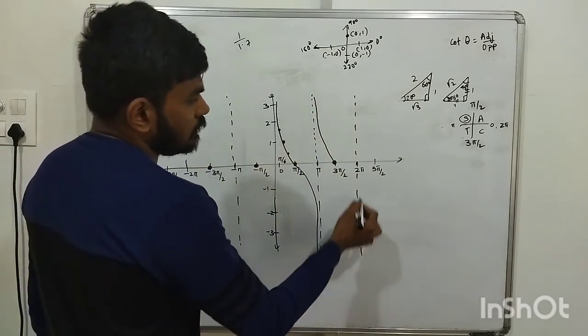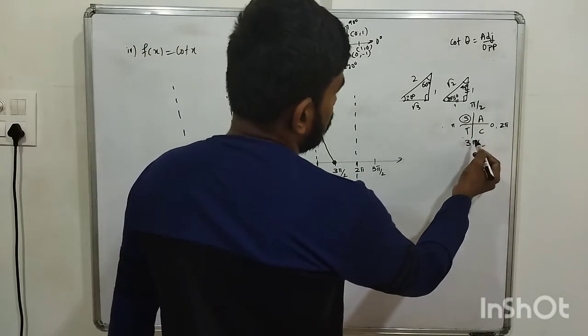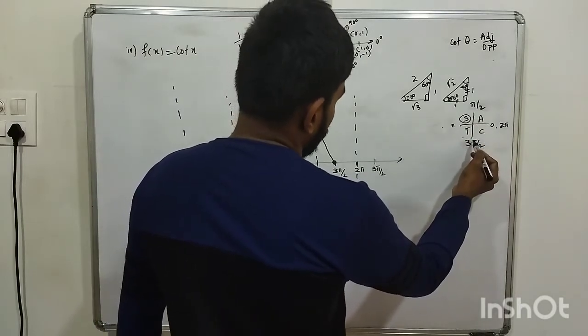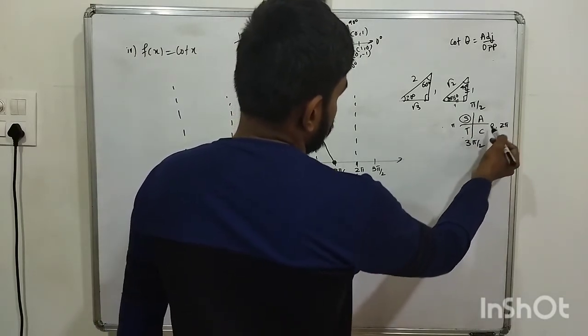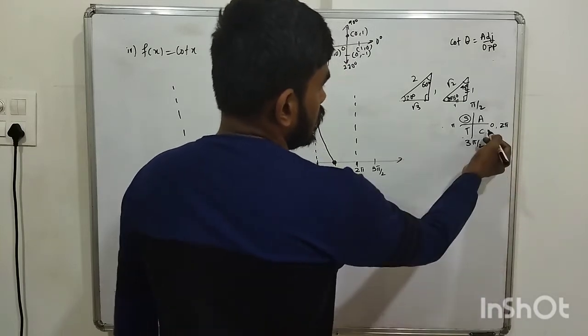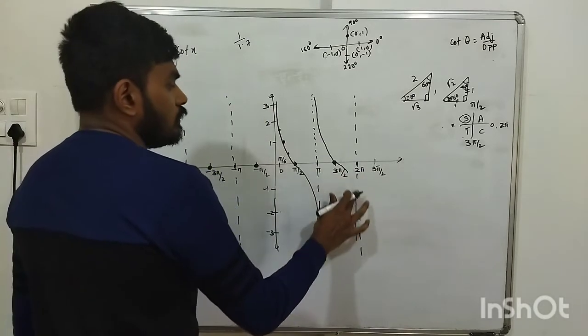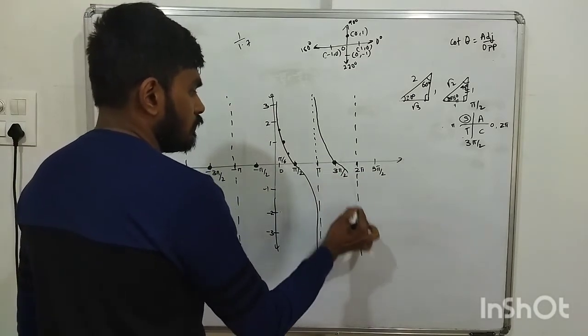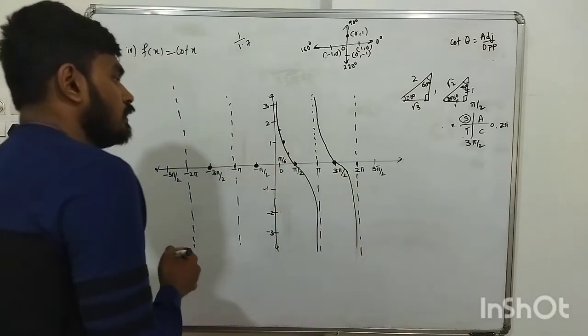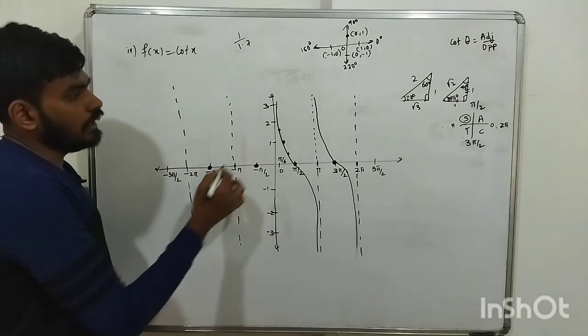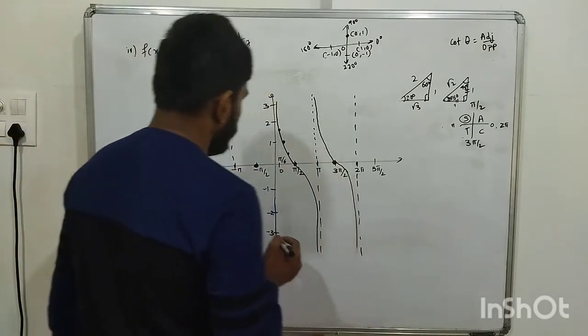Similarly, from 3 pi by 2 to 2 pi, understood, no? Here cos and sec are positive, so cot will be negative, and the graph will be like this. Understood, no? Similarly, continue from the negative side. Again, we'll get like this.